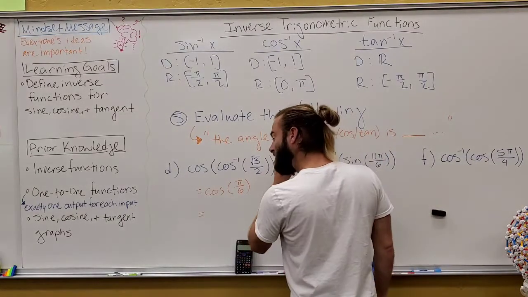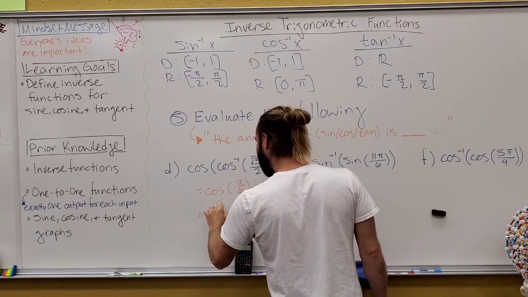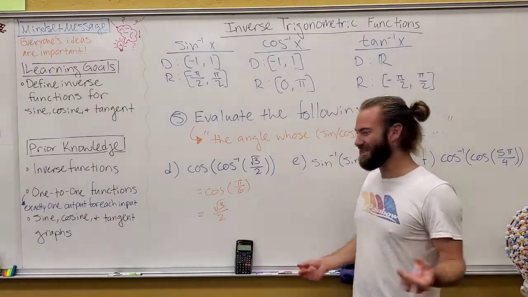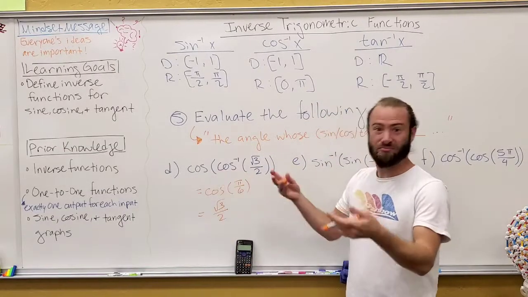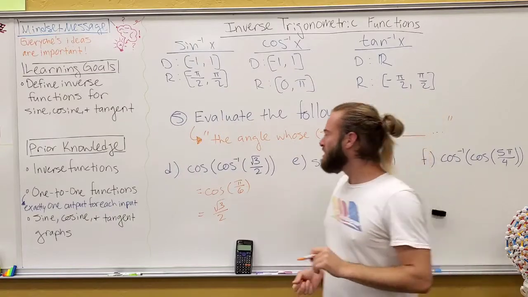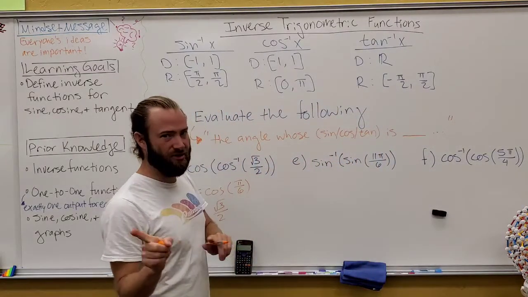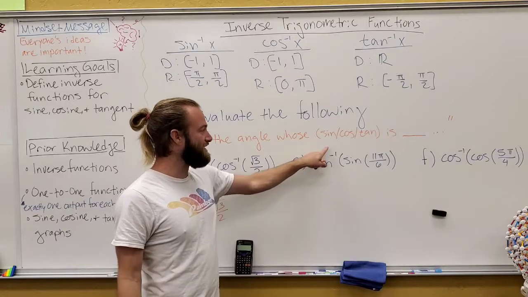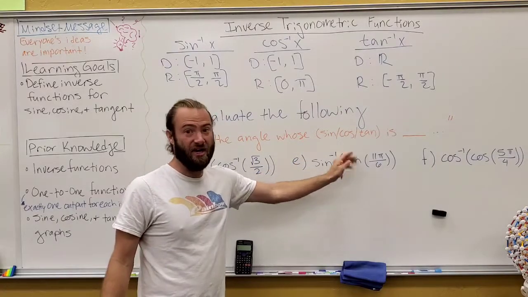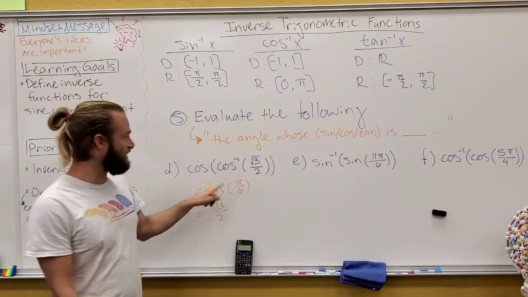Well, the cosine of pi over 6 is root 3 over 2. So it worked out exactly like we thought, right? These are inverses, so poof, they cancel out, yeah? But we have to be careful when we're going the other direction. Meaning, when I'm taking the inverse of the sine of whatever. You see how these are different?